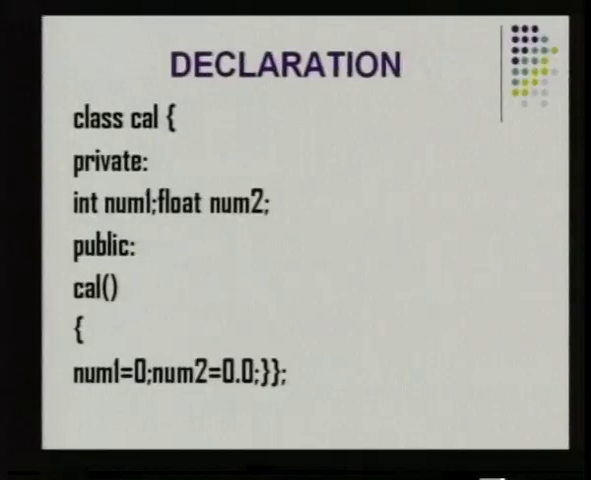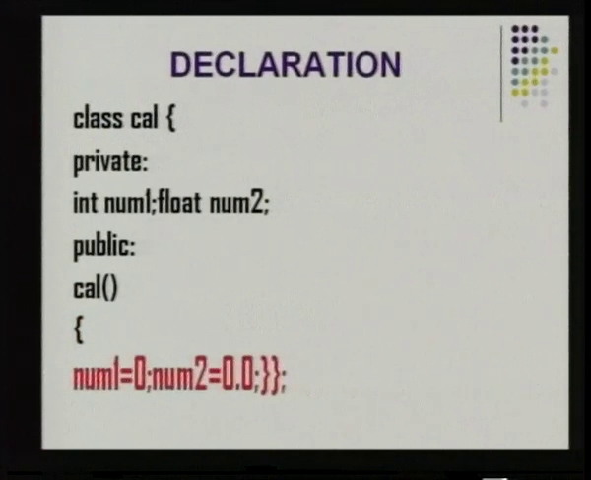So, this is an example of how to declare constructors. You have the class keyword called CAL, the body of the class is opened. You have the private access specifier, you are having 2 variables, integer and float. You are having the public data, which is nothing but a cal member function. Now, if you see, the CAL is the same as the class name CAL. That is called the constructor function.